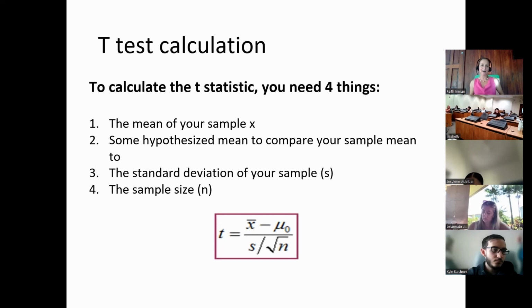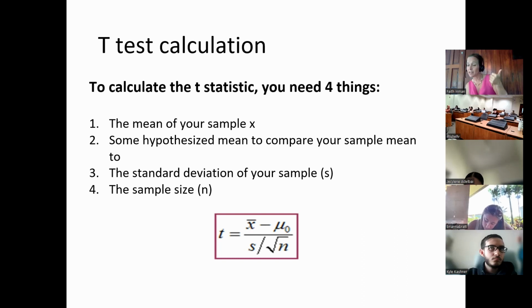So for the t-test calculation, to calculate the test statistic, which I kind of showed you before, now we'll go over it in a little more detail. You need 4 things. That's it. You can actually do this by hand. It's a pretty simple calculation.